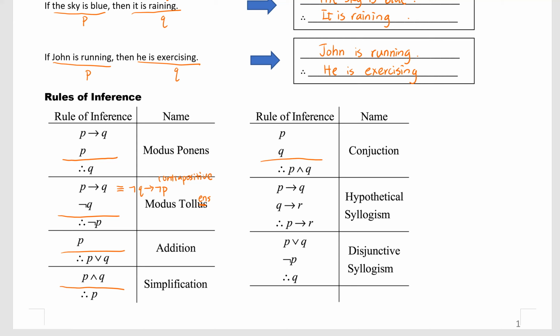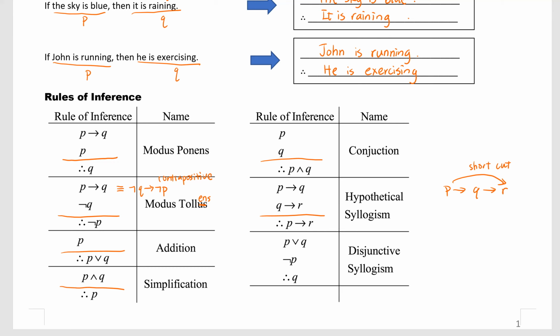This is conjunction. Next, P implies Q, Q implies R, therefore P implies R. So if we put the arrows here, P implies Q, Q implies R, so P implies R. We have a shortcut here. This is called hypothetical syllogism.